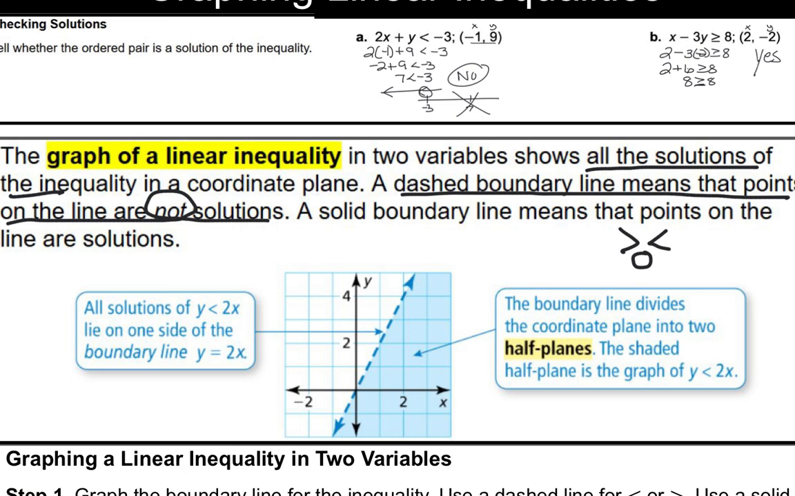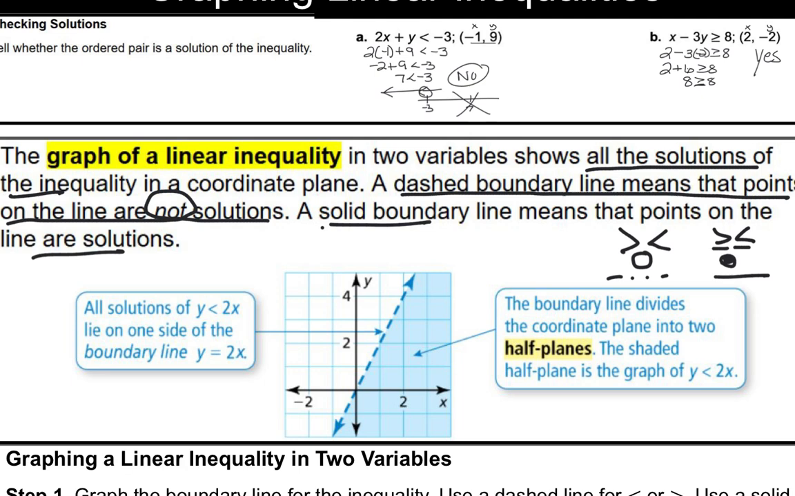That means it's not included, it's not "or equal to," right? Solid line, solid circle means it is equal to, okay? So this would be a dashed line, this would be a solid line. All right, a solid boundary means they are solutions, okay?